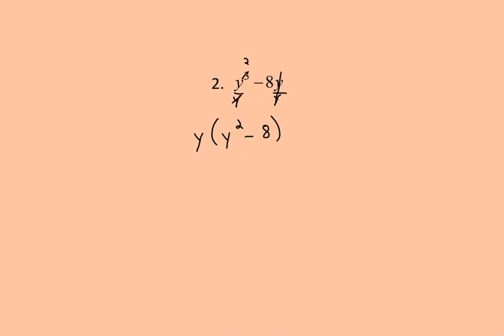Now again, if we were to check our factored solution by multiplying them back together, y times y squared would give me y to the third. y times negative 8 would give me a negative 8y. And that's what I started with, so I know that this is my solution.